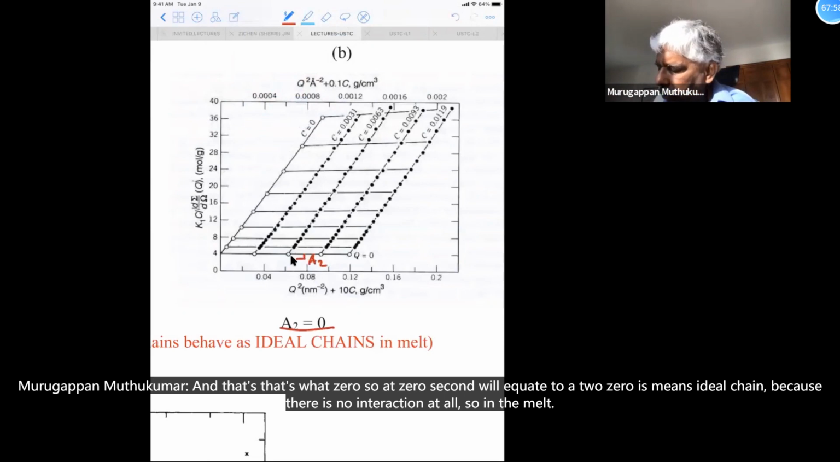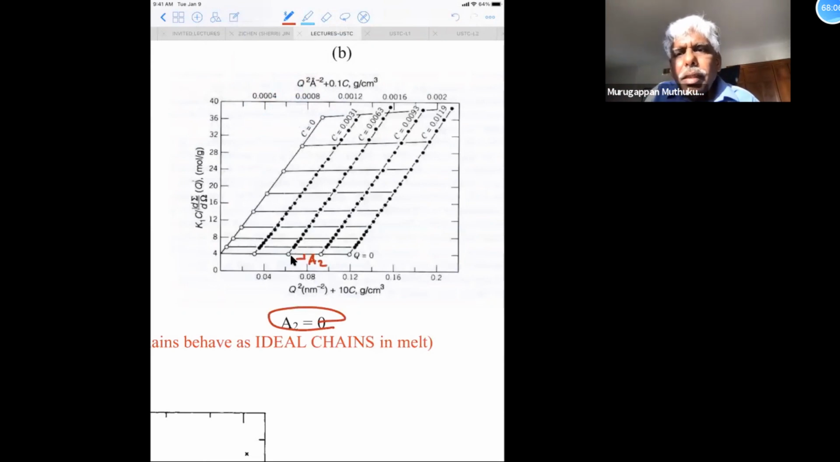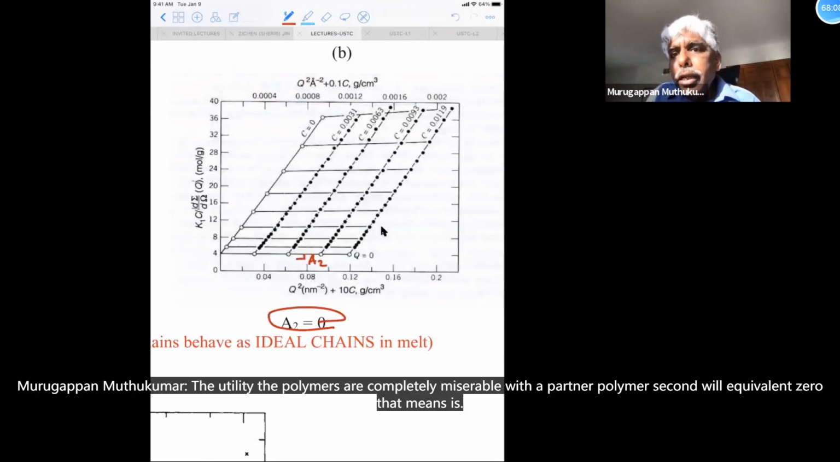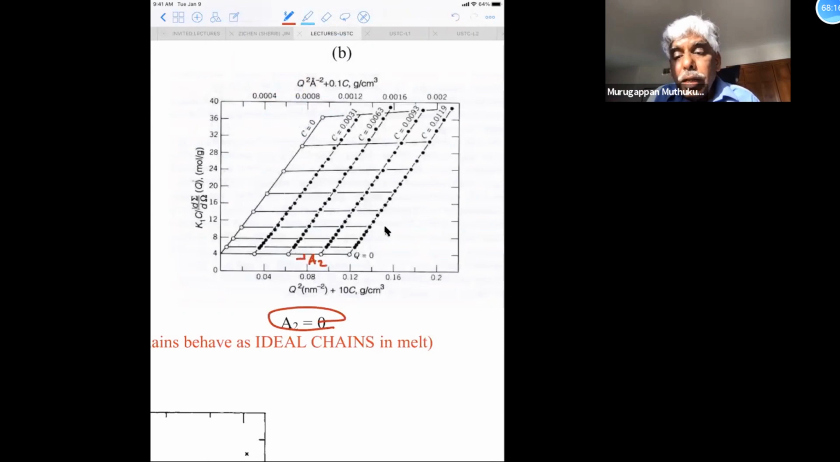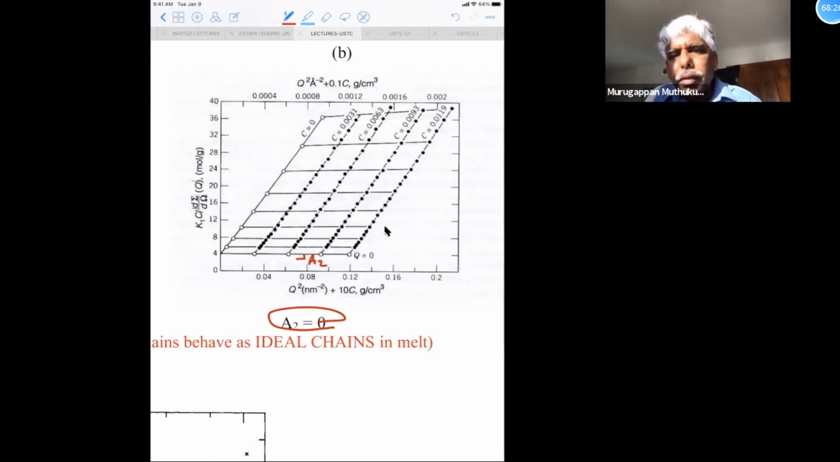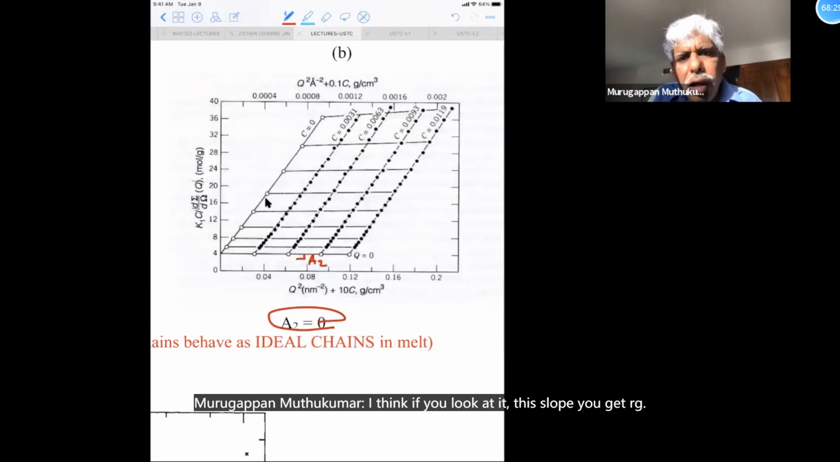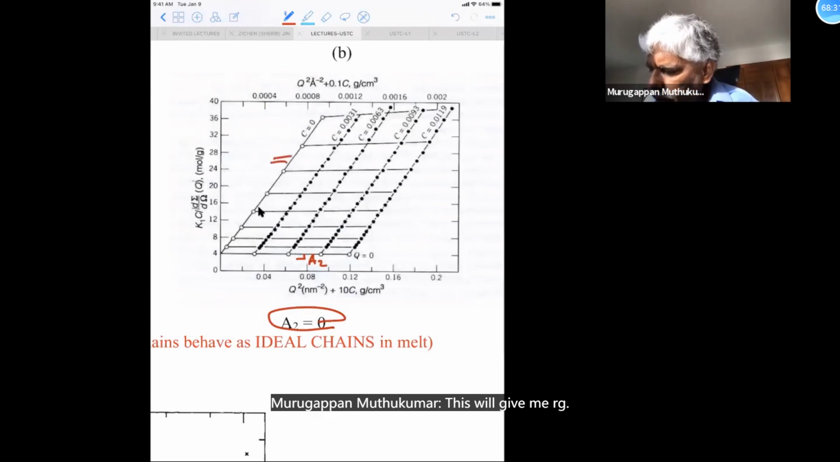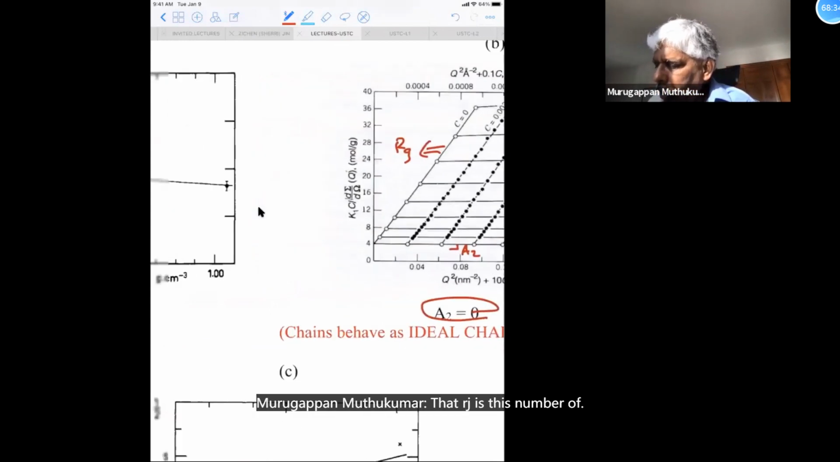So A2 is 0. A second virial coefficient A2 of 0 means an ideal chain, because there is no interaction at all. So in the melt, the deuterated polymers are completely miscible with the protonated polymers. Second virial coefficient 0 means it is obeying Gaussian chain statistics. In the melt, they are behaving like ideal chains, although this was made from a good solution. And if you look at this slope, you get Rg. That Rg is this number.